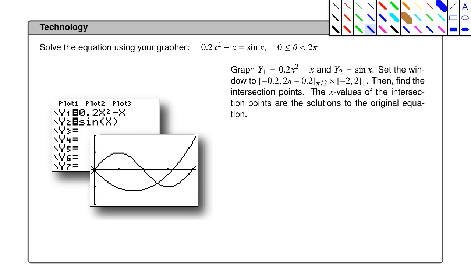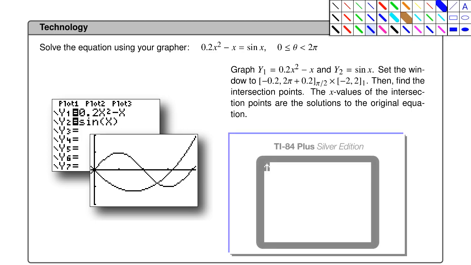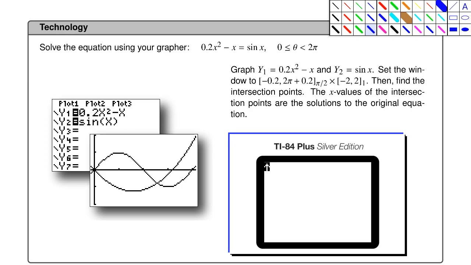Finally, let's take a look at a technology example. Solve the equation using your grapher. 0.2 x squared minus x equals the sine of x, for all solutions for, let's call that x, from 0 to 2 pi. Now the problem with this one is we have a trig function and a polynomial. In general, you can't solve those. So we rely on the grapher to do this.